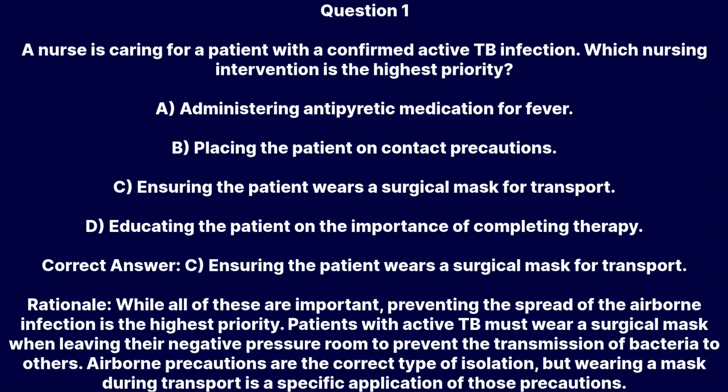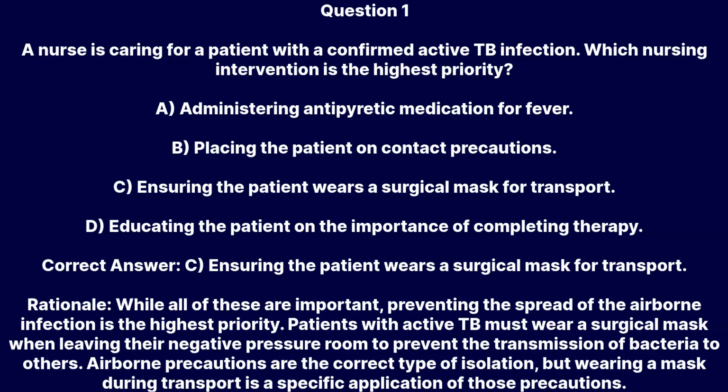NCLEX-style questions. Let's test your knowledge. Question 1. A nurse is caring for a patient with a confirmed active TB infection. Which nursing intervention is the highest priority? A. Administering antipyretic medication for fever. B. Placing the patient on contact precautions. C. Ensuring the patient wears a surgical mask for transport. D. Educating the patient on the importance of completing therapy.